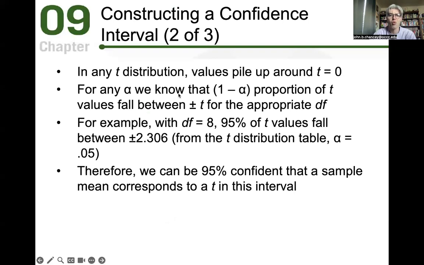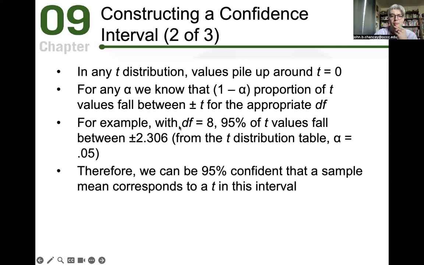For our alpha value, we know that 1 minus alpha is the proportion that t falls between plus or minus. So again, when we use an alpha level of 0.05, what we're talking about to find out our confidence interval is going to be 1 minus alpha. So our confidence interval is going to be 95%.